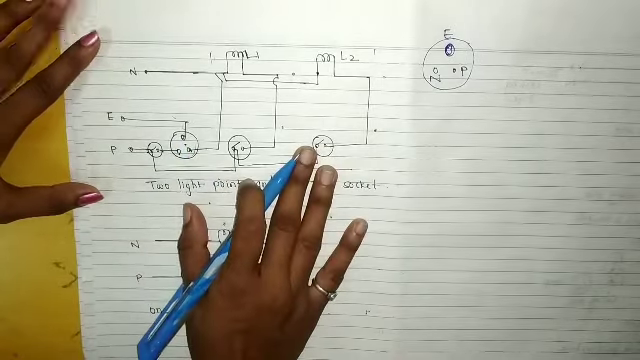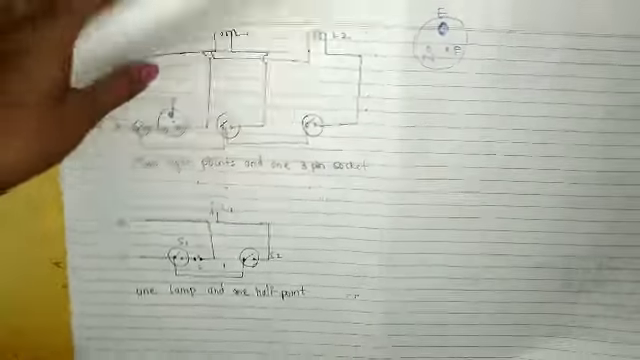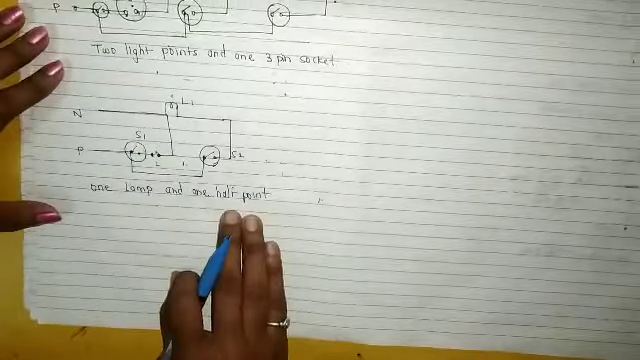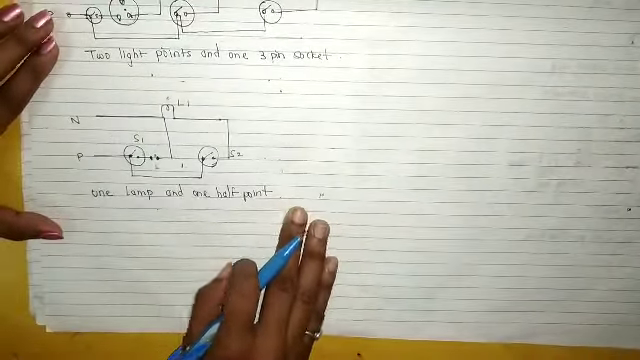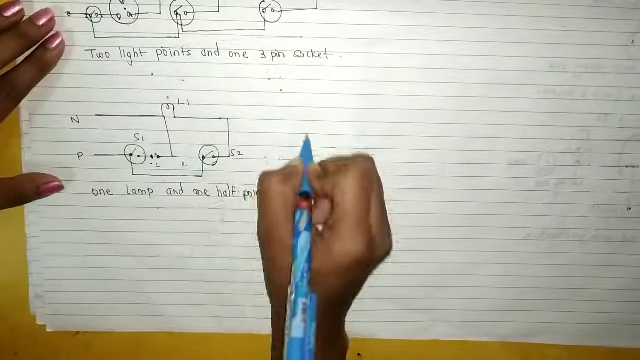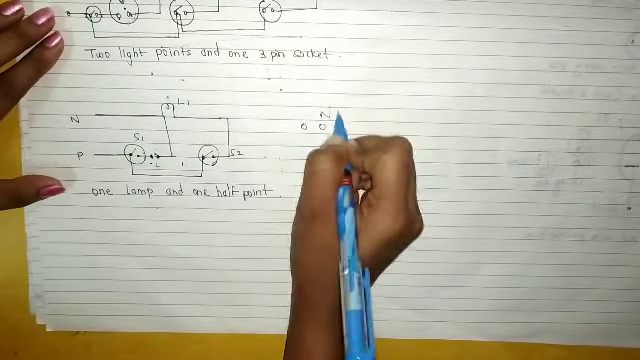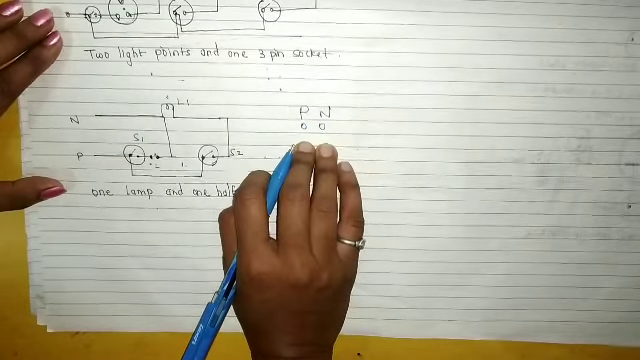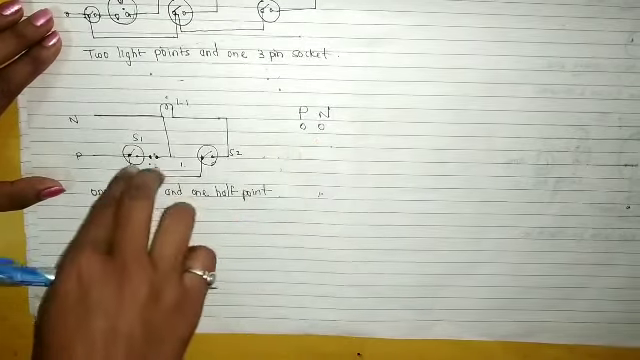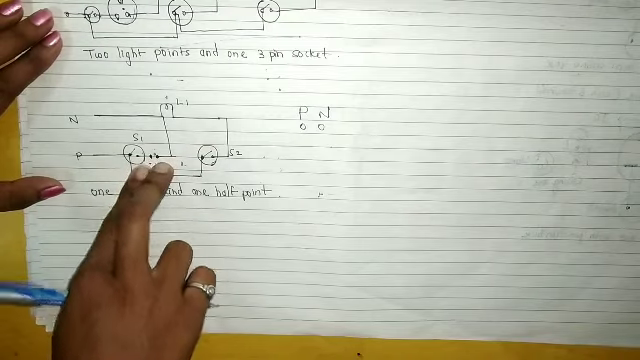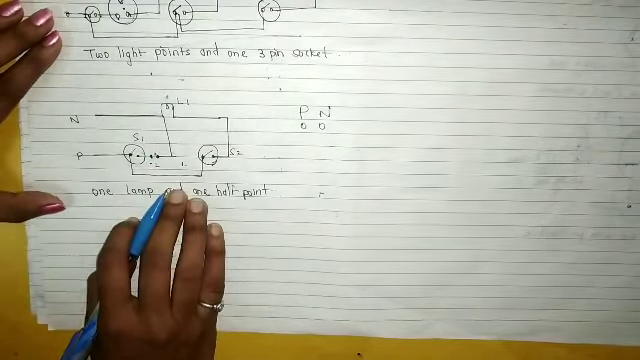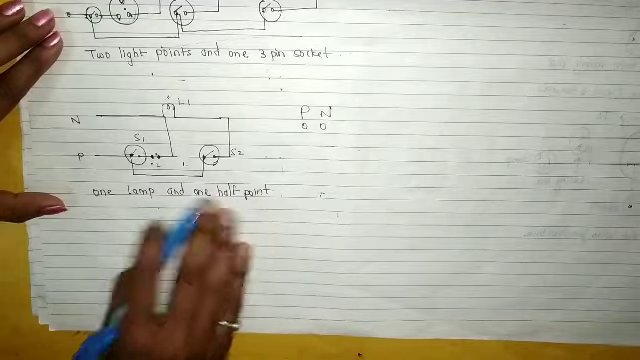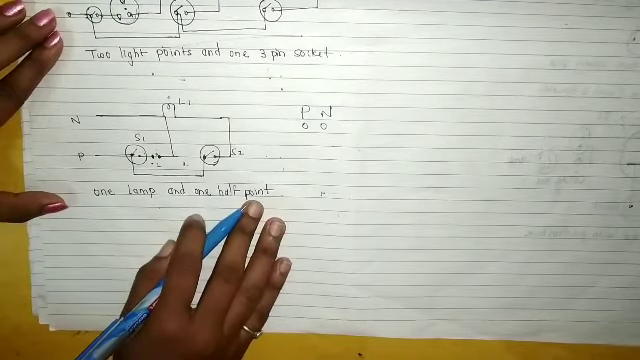Are you getting this? So now we'll see one lamp and one half point. So what does half point mean? It must get one neutral and one phase. Consider if we want to charge, then we can plug the charger here, right? So what is the diagram of this? One lamp and one half point.